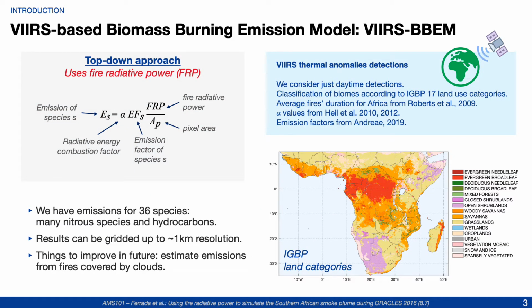So we created our own biomass burning emission inventory based on VIIRS thermal anomaly detections. We called our emission model VIIRS BBEM. In this model, we are also using the top-down approach to take advantage of the fire radiative power retrievals. Our emissions can be gridded up to 1 kilometer resolution, which is perfect to use in simulations at high resolution, avoiding the misplacement of fires. We are also using the most updated emission factors from Andreae 2019. This allows us to generate emissions for 36 species, including complex hydrocarbons.